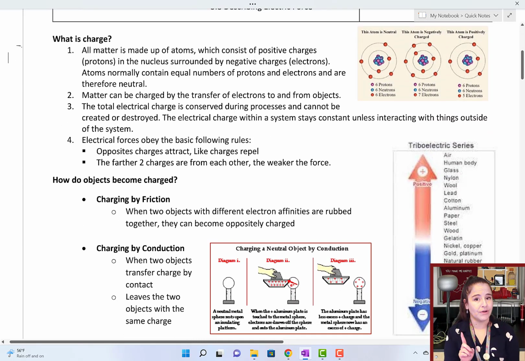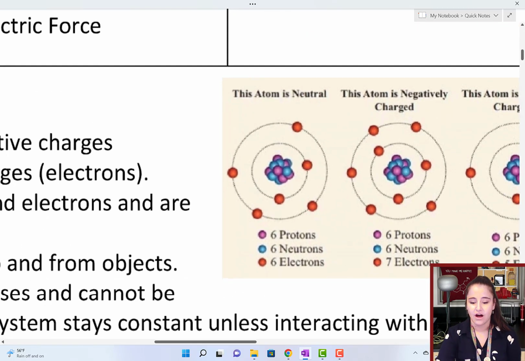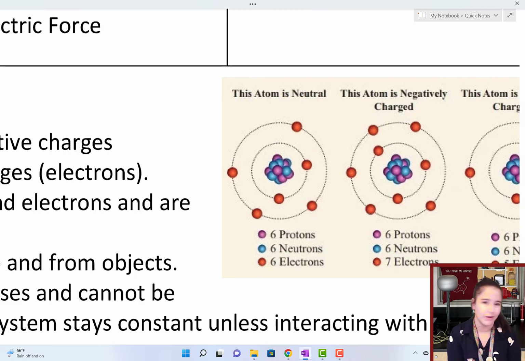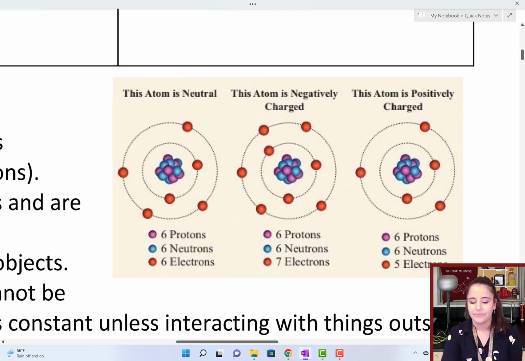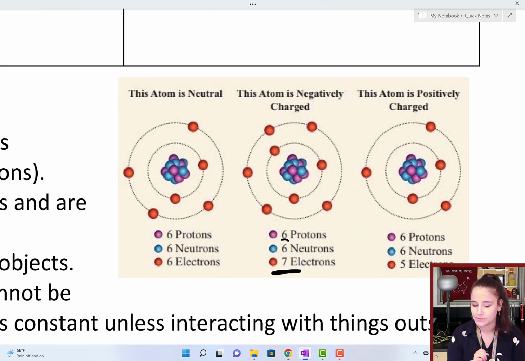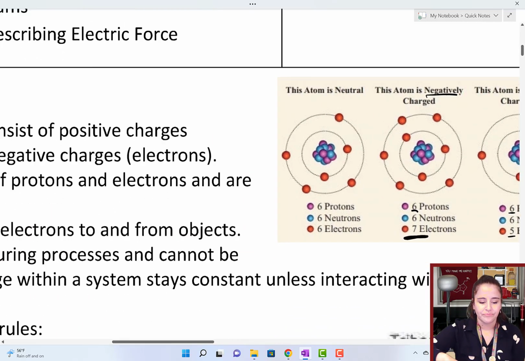Okay, quick review. Atoms, the things that make up matter, have protons, neutrons, and electrons. Electrons are on the outside and they are negative. Protons are on the inside and they are positive. The neutrons are neutral, so when we're talking about charge, we don't need to worry about the neutrons. If an atom gains an electron and has more electrons than it has protons, it is going to be negatively charged, whereas if you have more protons than you have electrons, you will be positively charged.